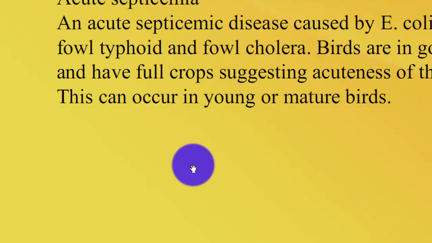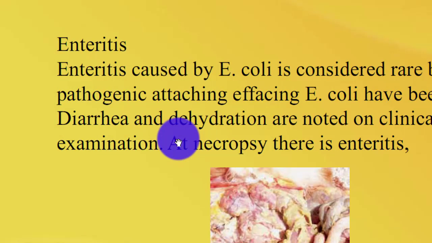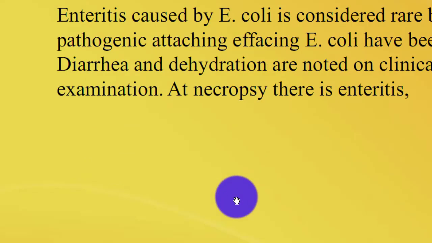Acute septicemia. An acute septicemic disease caused by E. coli resembles fowl typhoid and fowl cholera. Birds are in good flesh and they have a full crop, suggesting acuteness of the disease. This can occur in young and mature birds. Enteritis caused by E. coli is considered rare, but pathogenic E. coli affecting the intestine have been reported. Diarrhea and dehydration are noted on clinical examination. At necropsy there is enteritis.